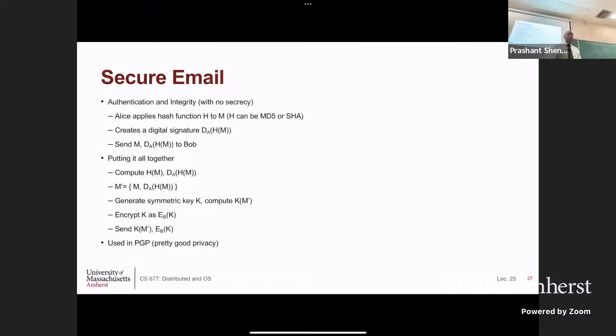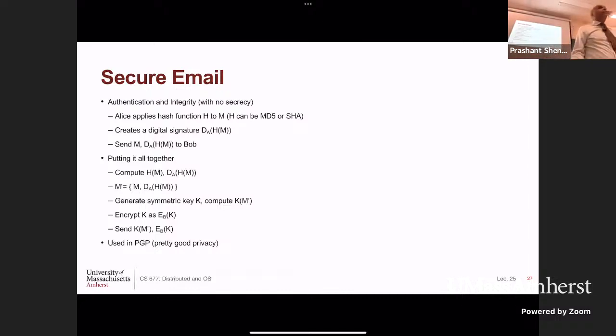Okay? So now let's talk about authentication and integrity, but no secrecy. How do you authenticate this message? We apply digital signatures. I showed you how to do this, right? So I'll take the message M. Okay, that's my email message. I'm going to apply a hash function to the message. Okay, so I get a hash of M, H of M. Then I'm going to create a digital signature.